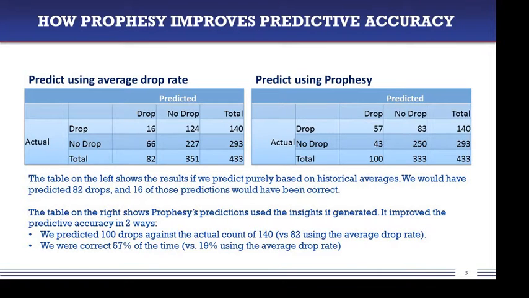On the right, we show Prophecy's predictions using the insights that were generated. In this case, we predicted 100 drops against the actual count of 140 versus 82 using the average drop rate. And of those 100, we were correct 57% of the time. So you can see a significant improvement using Prophecy's modeling versus just using the average rate. Using the average rate, we would have predicted 16 out of 140 of the actual drops. Using Prophecy, we predicted 57 out of 140.